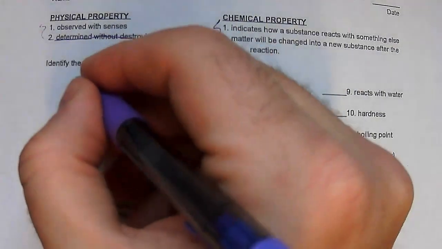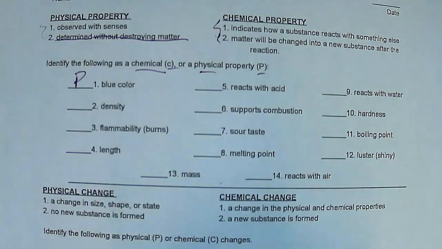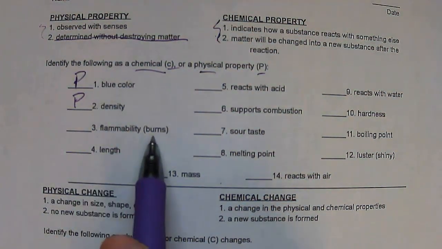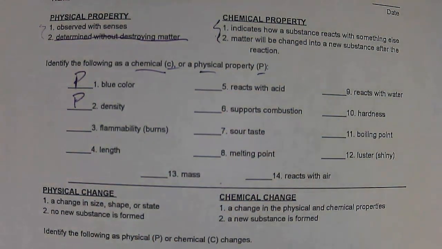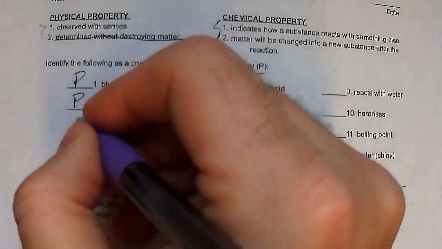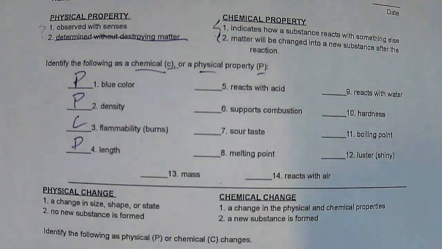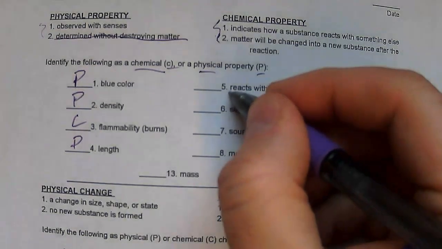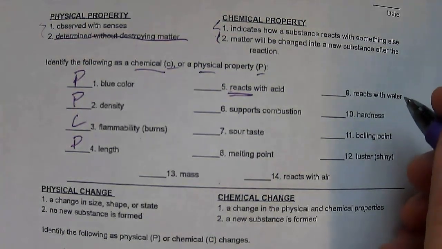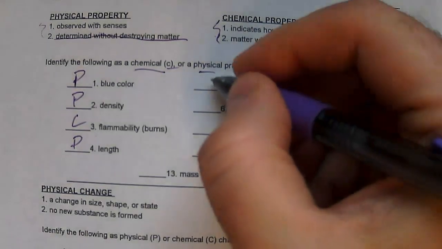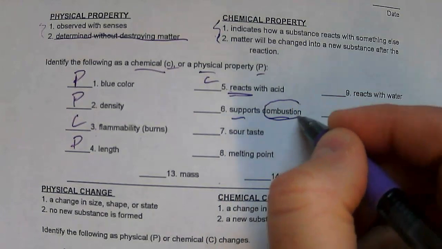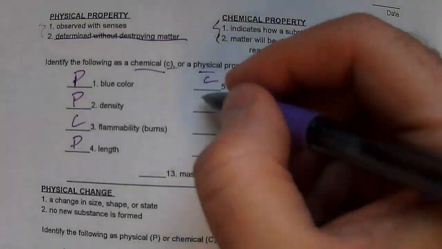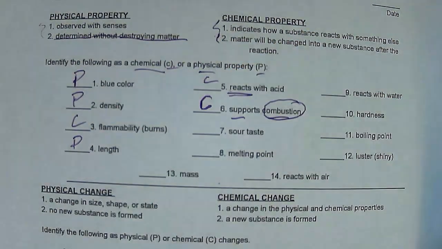So blue color, that is physical. Density, that is physical. Flammability, when something burns, it's changing. It's changing what it is. It's going from like a log to ash, so that's a chemical. Okay, length is physical, nothing happens there. This word reacts is definitely a key for something being chemical. Supports combustion, again, this is fire. Combustion is a fancy way of saying fire, so that's going to be chemical.